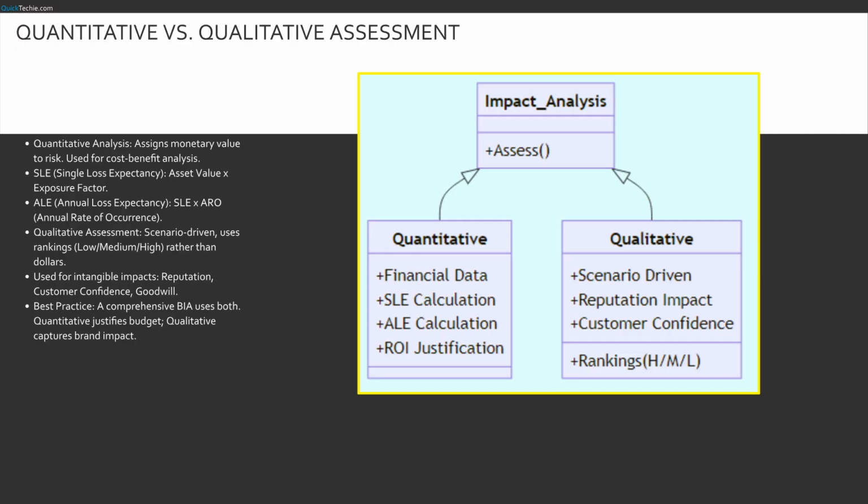This diagram shows the 2 branches of impact analysis. The quantitative class focuses on hard numbers, financial data, SLE, ALE, and ROI. The qualitative class focuses on soft metrics, scenarios, reputation, and rankings. Both inherit from the main impact analysis process and are necessary for a complete picture.